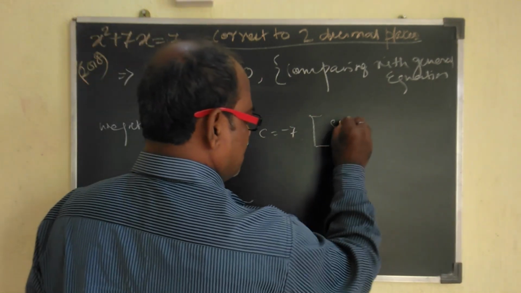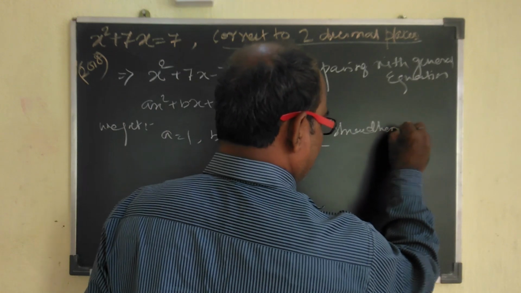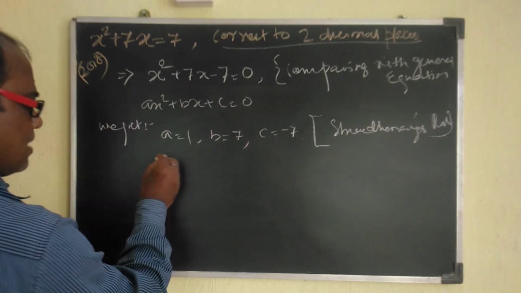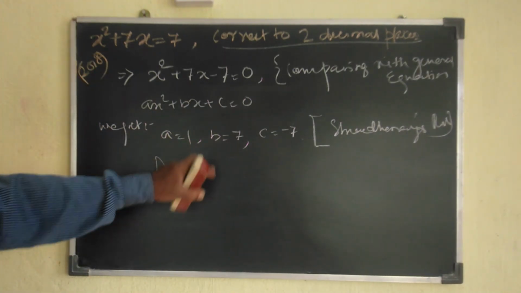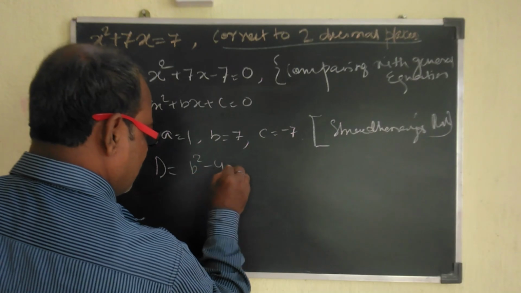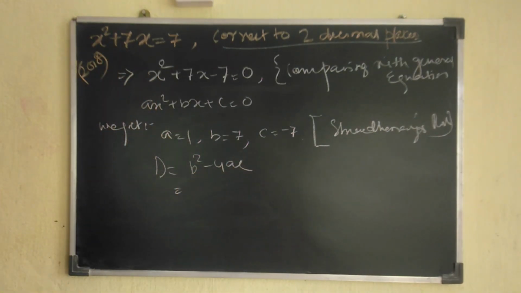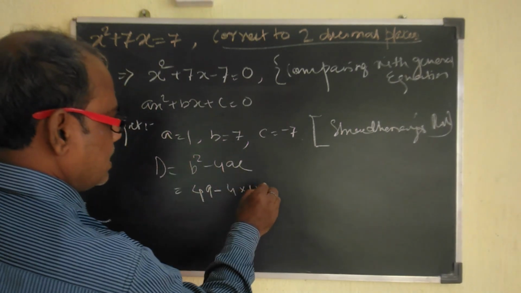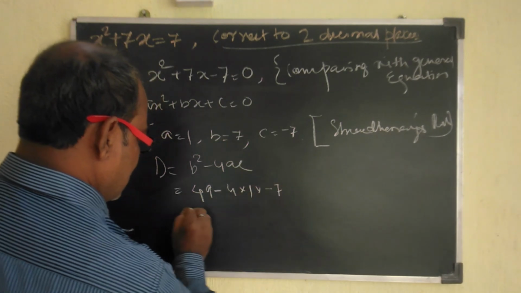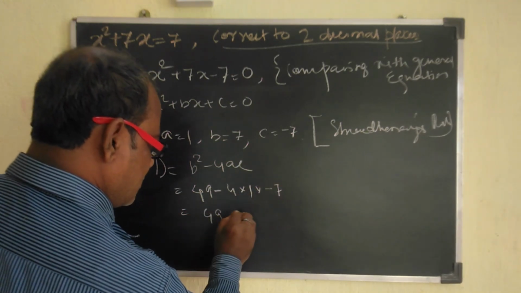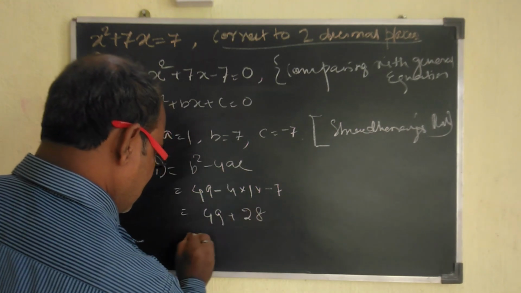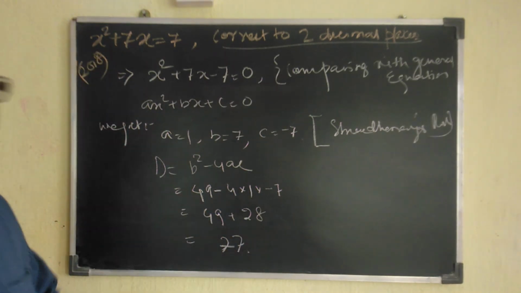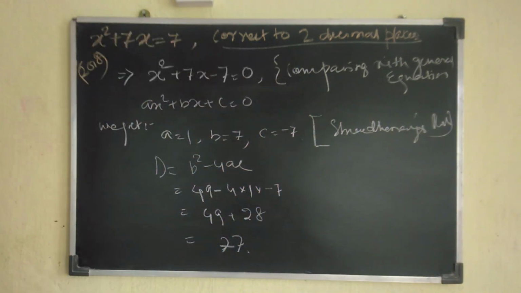By using Sridharacharya's rule, we have d is equal to b square minus 4ac, where b is 7, 7 square is 49, minus 4 into 1 into minus 7. That is equal to 49 minus minus plus, 4 sevens are 28, which is equal to 77.